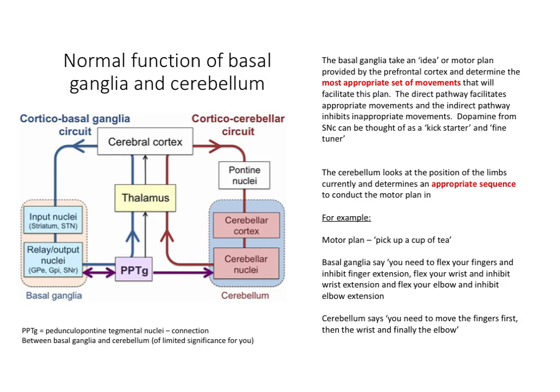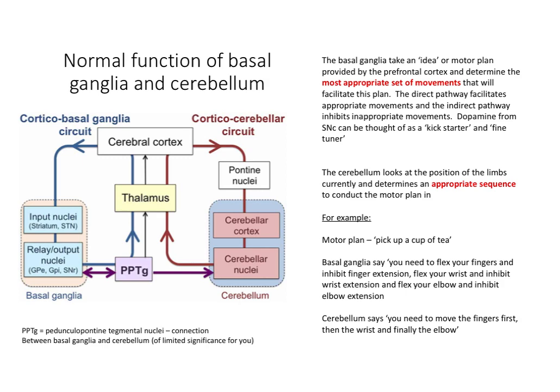So in a nutshell, the basal ganglia are very important in selecting the most appropriate movements to carry out a task. Whilst the cerebellum is involved in determining the most appropriate sequence of movements which are going to enable you to carry out your task of interest.